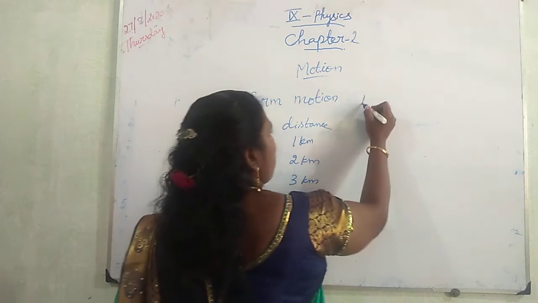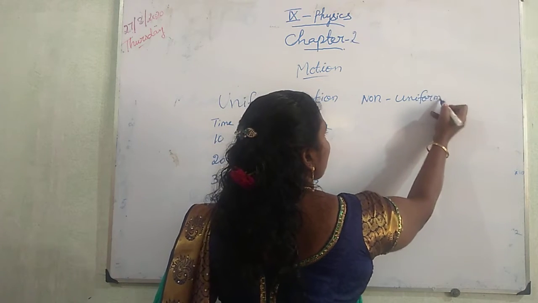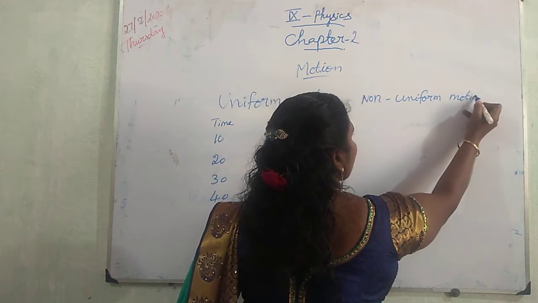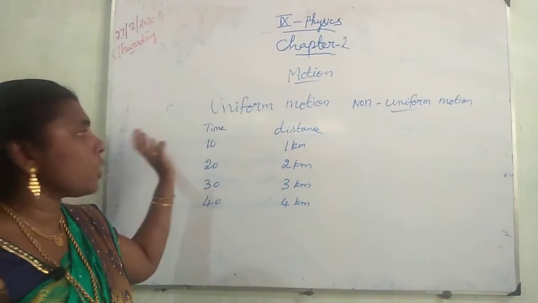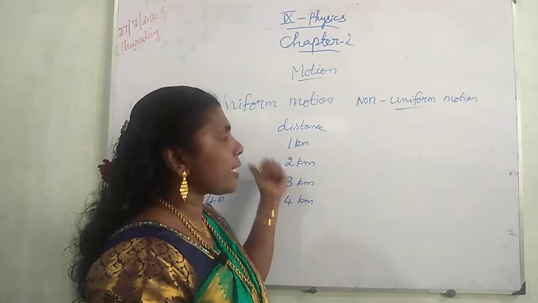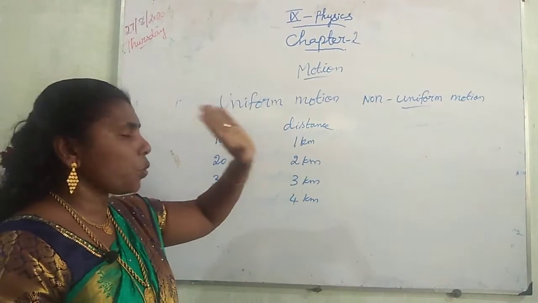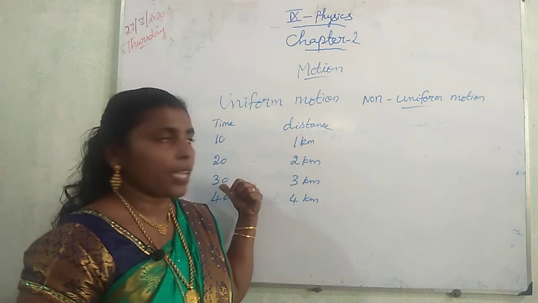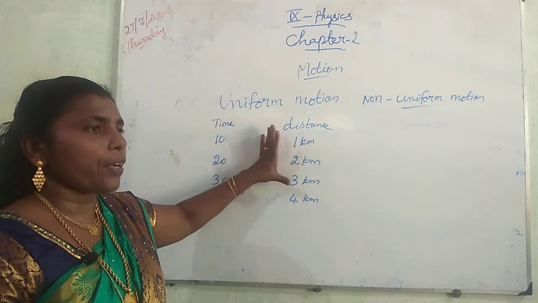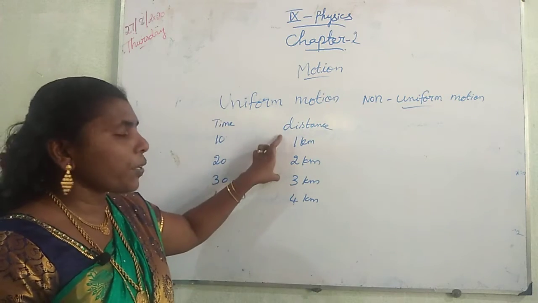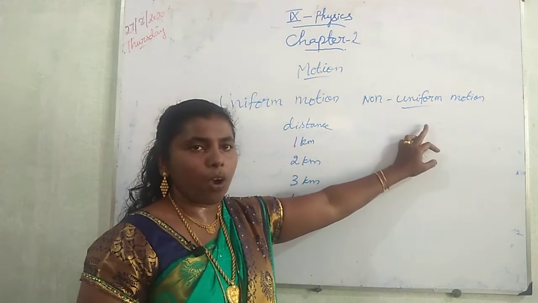Then non-uniform motion: unequal distance in equal intervals of time. So uniform means equal distance in equal intervals of time, but non-uniform means unequal distance but the time is the same. So unequal distance in equal intervals of time is called non-uniform motion.